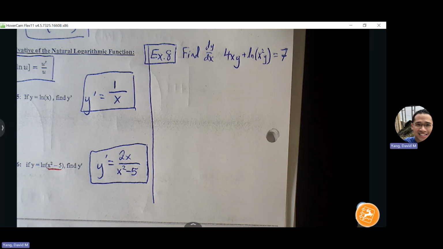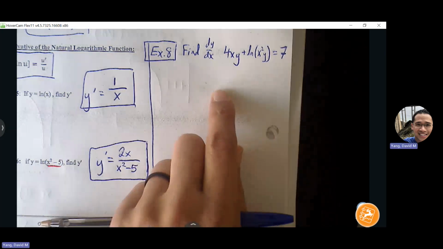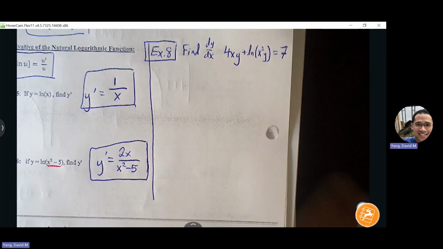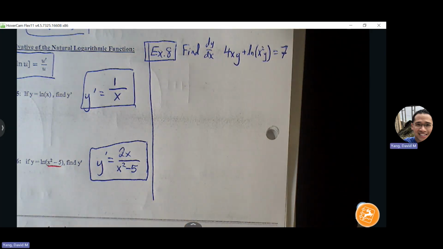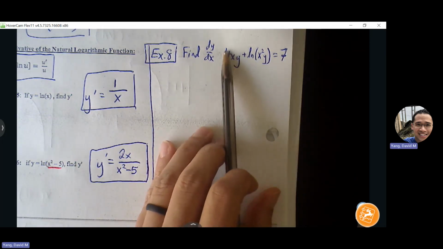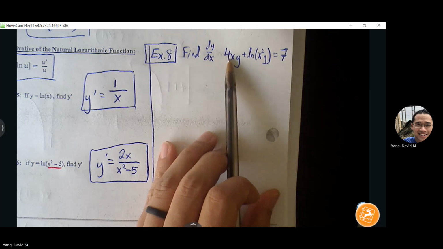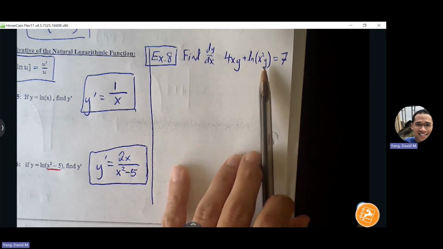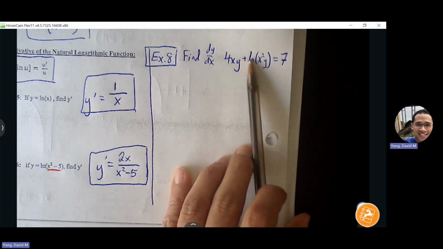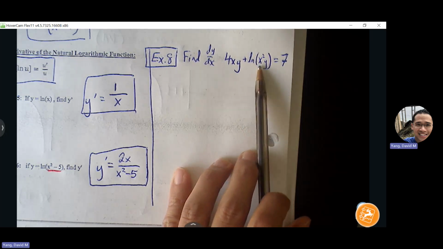Implicit, yeah. You see how y's are out of place, or you see multiple y's. You know that you got to keep track of your y's. So, how many times do you see the y variable show up? Twice. So you're expecting 2 dy dx's when you find your derivative. Now, can you recognize what's needed here? Product rule.